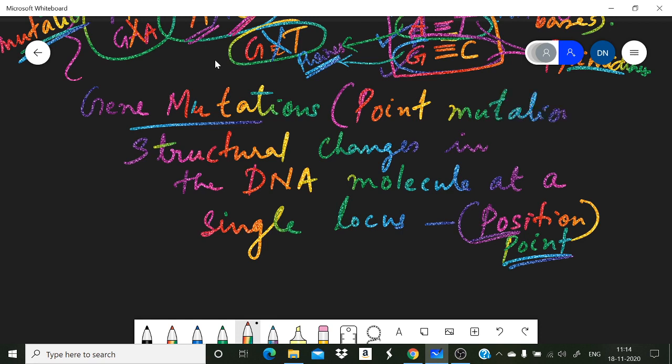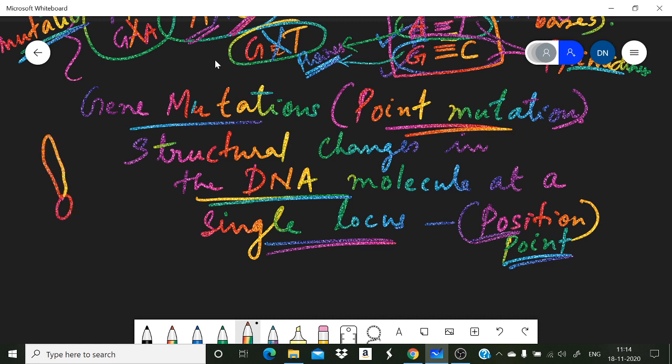Gene mutation is also known as point mutation because it is a structural change that occurs in the DNA at a single point or at a single locus, and it alters the message conveyed by a gene. Suppose this is a chromosome, and the centromere is here, and these are the chromatids, the arms of the chromosome. Our DNA or gene is located in the chromosome like this, and each gene conveys a message.